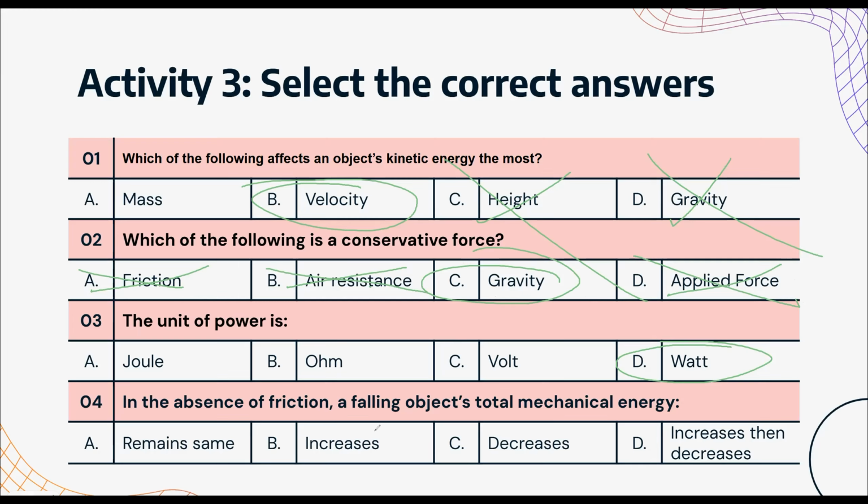In the absence of friction, a falling object's total mechanical energy increases, I think. Wait, I don't really get this question. No, it stays the same. I think this should say air resistance or something.